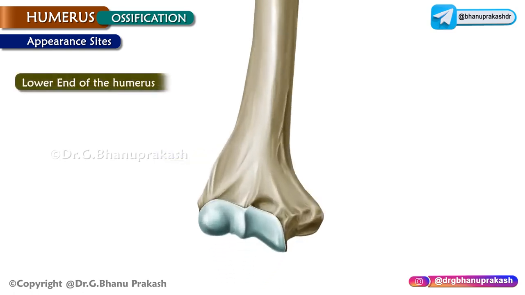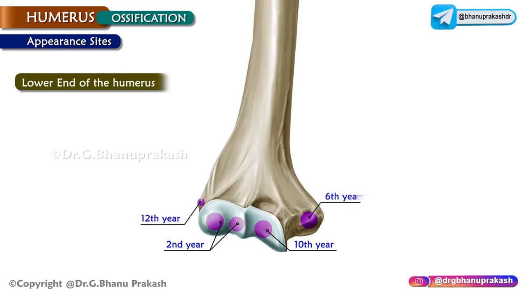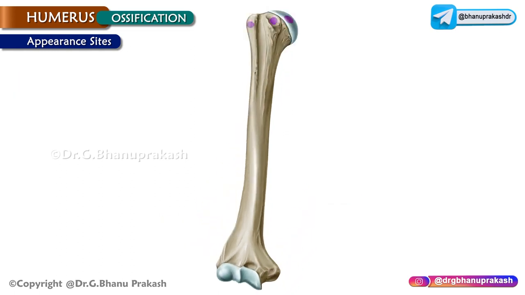Lower end of the humerus. The center for capitulum and lateral flange of the trochlea appears in the 2nd year. Medial part of the trochlea in the 10th year, lateral epicondyle in the 12th year, and medial epicondyle in the 6th year. All the ossification centers in the upper end fuse together by the 7th year. All the ossification centers in the lower end fuse together by 14 years of life.